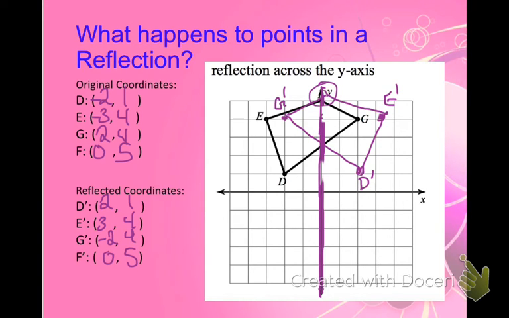All right. When you flip across the y, the x coordinates change. They flip from positive to negative. That's because you're flipping it.